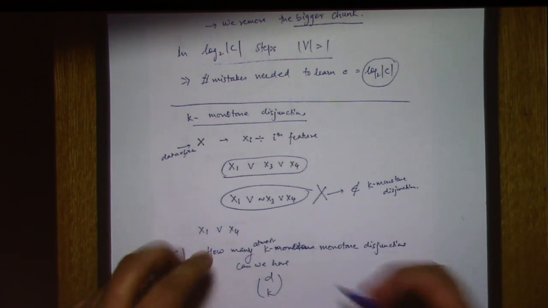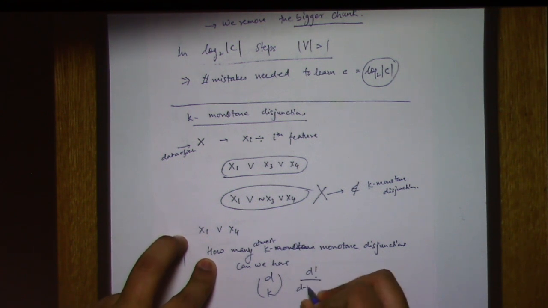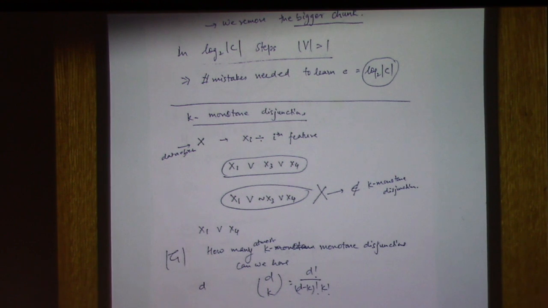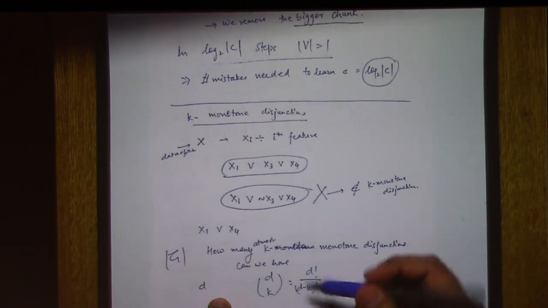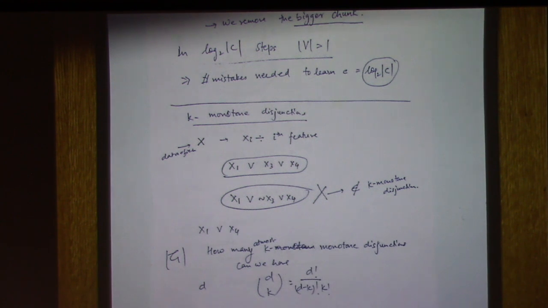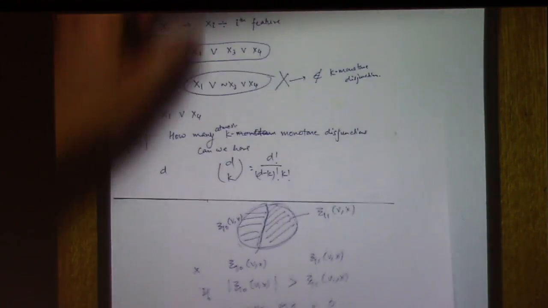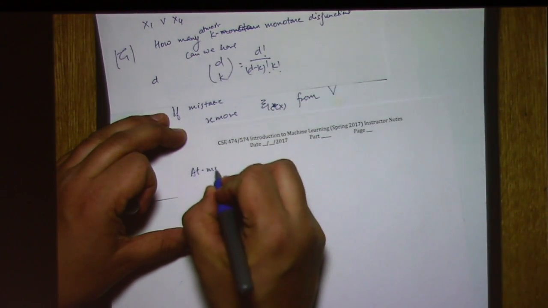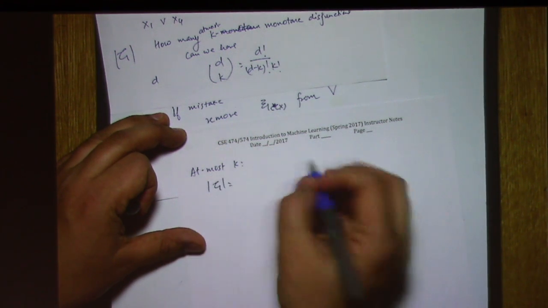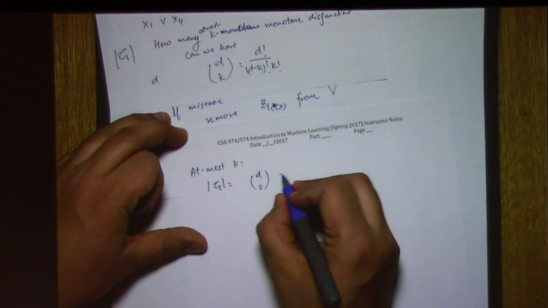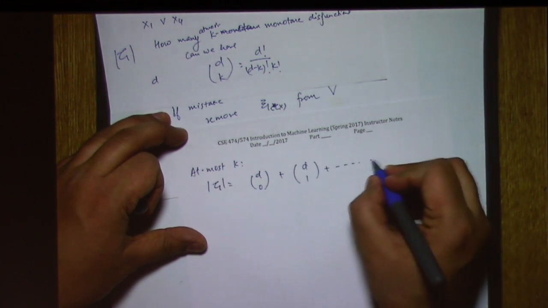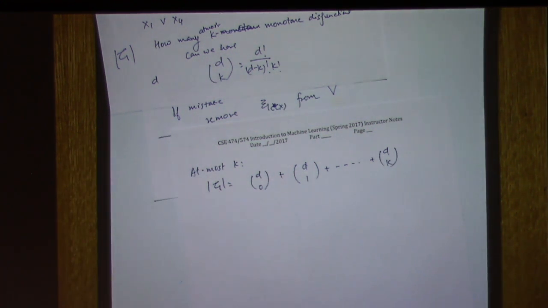This is just combinatorics. How many ways can you pick some number of things from a larger set, right? So you can choose k features, and that means you can construct this many exactly-k monotone disjunctions. If you want to do at most k, you have to enumerate from k equal to 0 all the way to k. So the size of C will be: you can choose 0, or you can choose 1, or you can choose 2, and so on until you can choose k. And so that is the at most case.